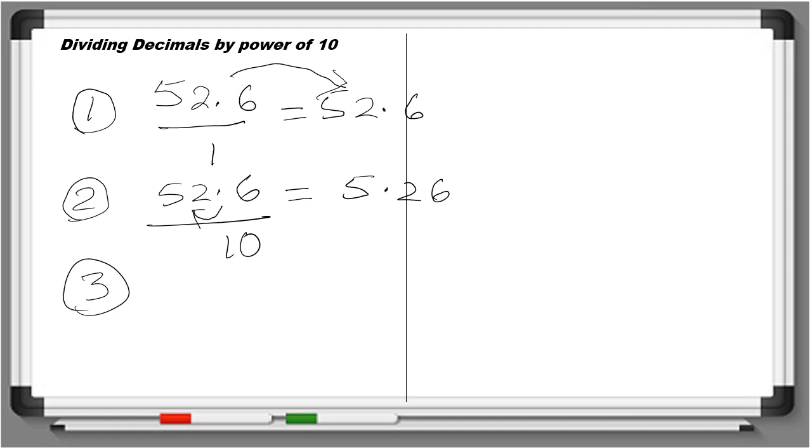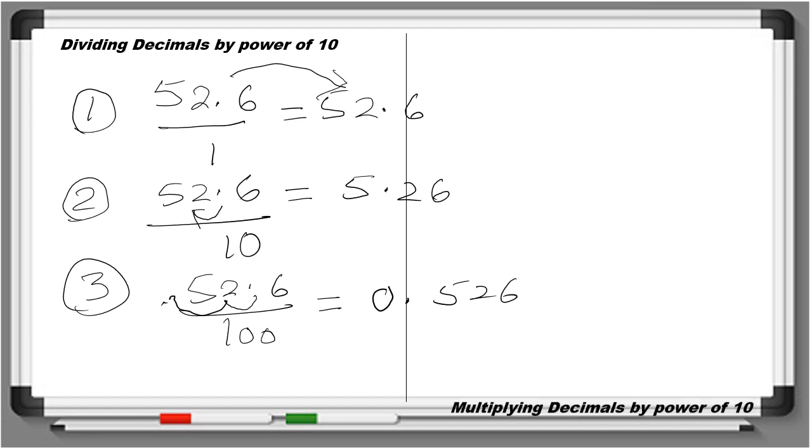If I divide 52.6 by 100, what happens? When I divide this by 100, the decimal moves two places from right to left. So I move the decimal two places from right to left, 1, 2. Decimal will be here. So it will be 0.526.